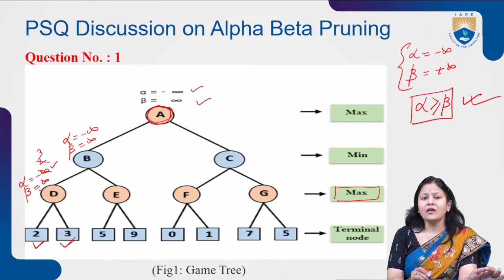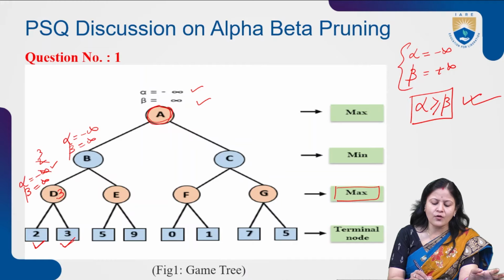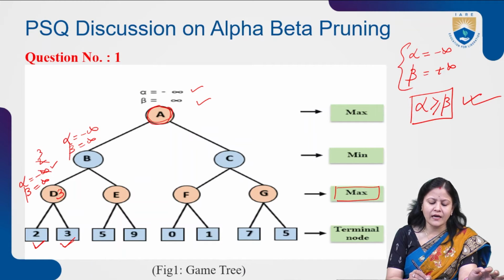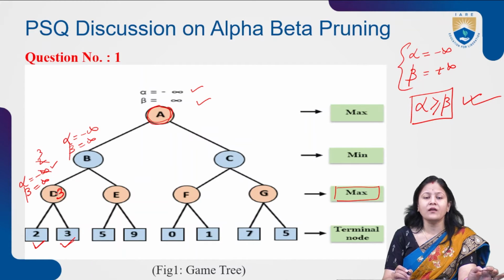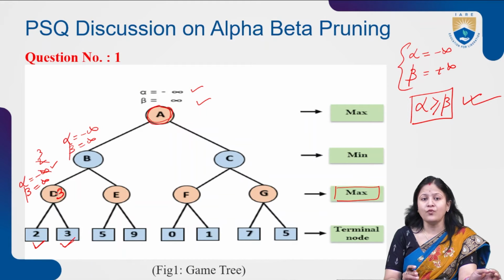Now you might be thinking, what is the node value? These are alpha and beta values, which are the threshold values. But what will be the node value? You always find the node value by comparing the node values of the children. D has two children, one is 2, another one is 3. Between 2 and 3, who is max? 3 is max, so the node value of D is 3. Let me write it inside so that you will not get confused about which one is the alpha beta value and which one is the node value.